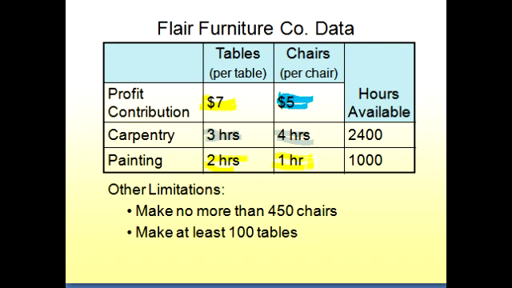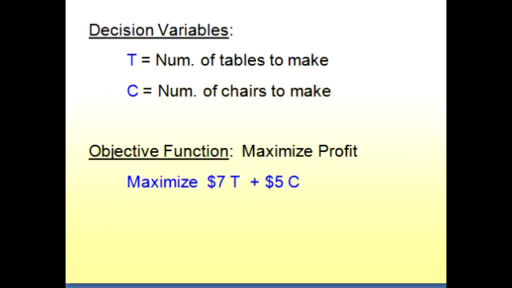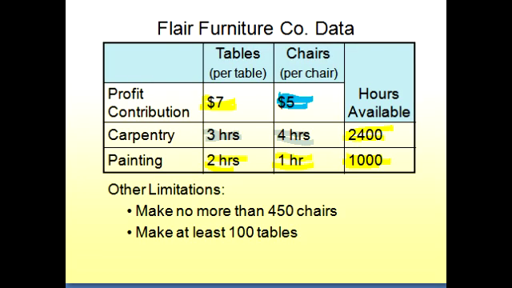Okay, but you only have 2,400 hours available for carpenter work and 100 hours available for painting. That's all the time that these guys can give you. Now, the decision variables. Now, how do we translate this information into a linear mathematical model?